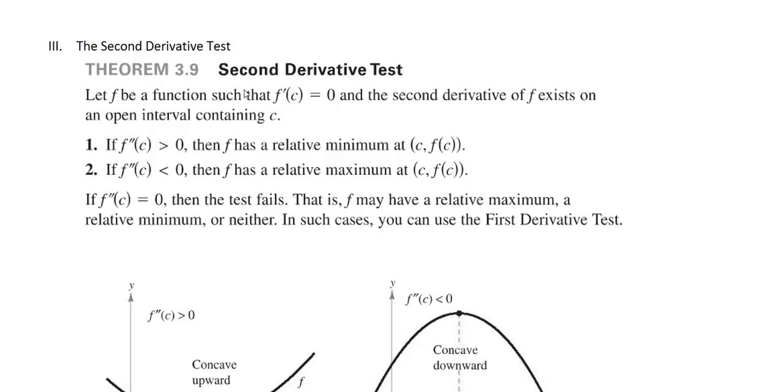Now this only works if you actually get a positive or negative value. If f double prime of c equals 0, then the test fails. Now if the test fails, it doesn't mean that f doesn't have a relative maximum or minimum. It could be that it actually is, or it could be neither. But if the test fails, you have to use the first derivative test on the intervals surrounding that point.